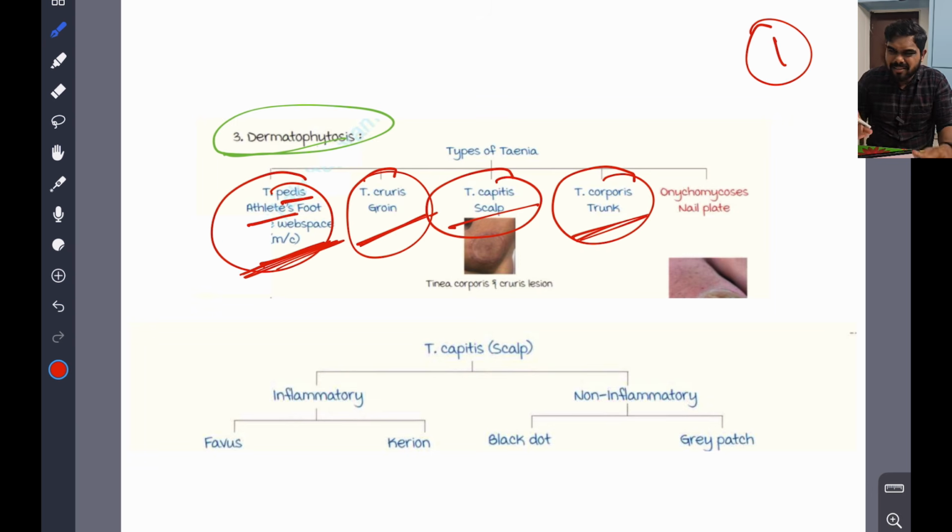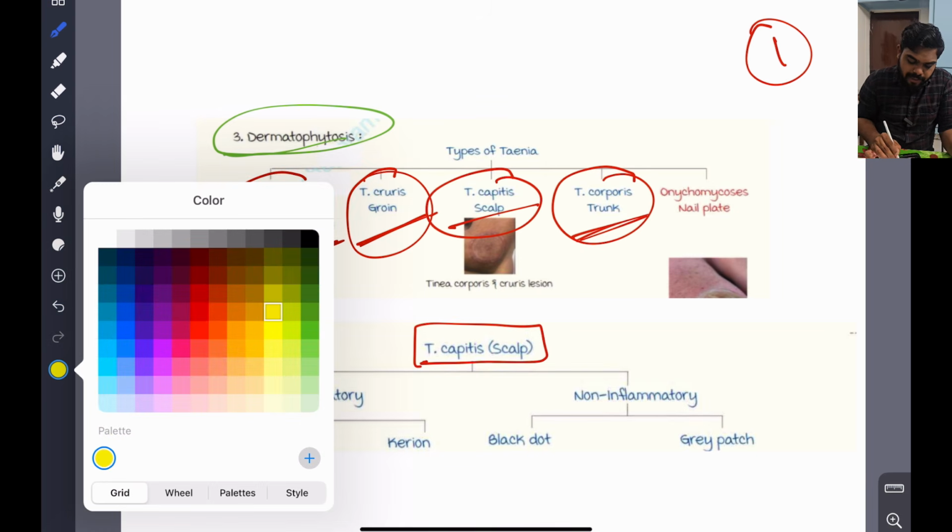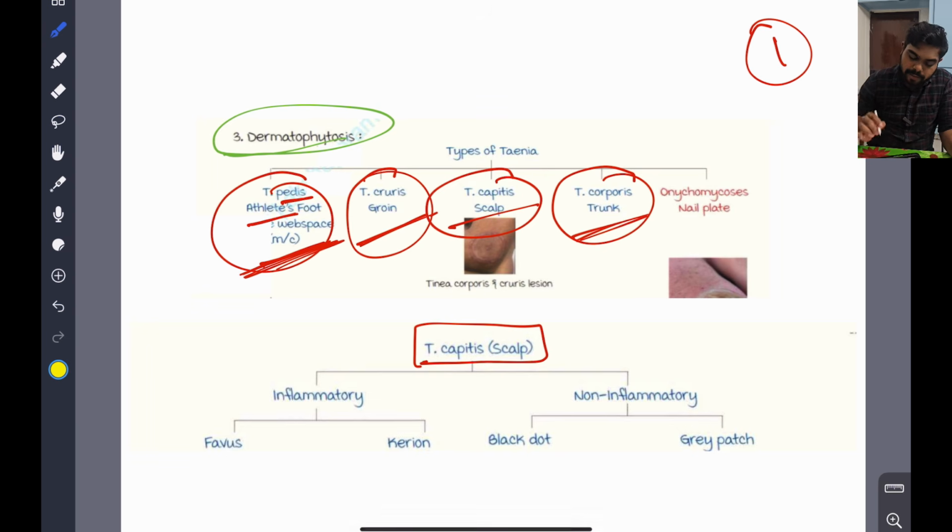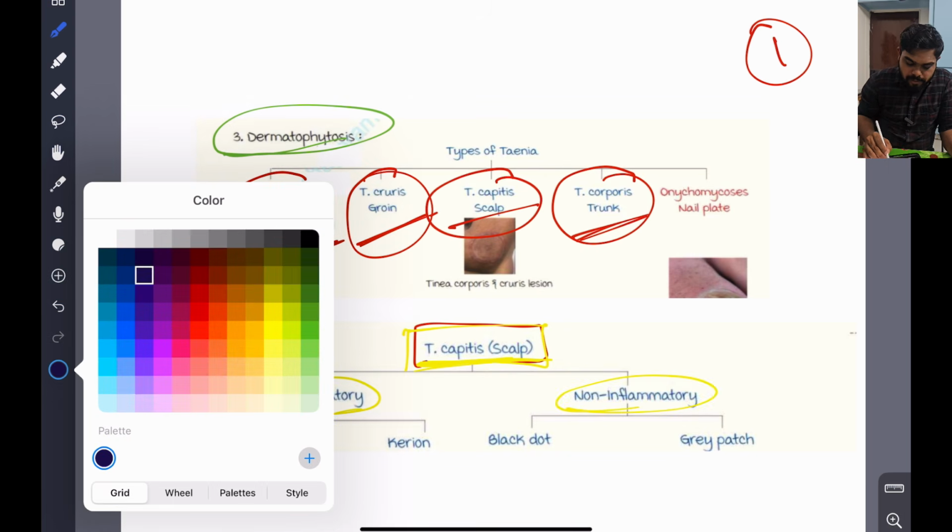Okay, clear. So this is just a classification, not that much. This cannot come in the exam, maybe it comes, but not sure. So Tinea capitis in the scalp, this is very important. Every alternate year, a single question from this area is coming, and I am expecting one question from this area this year also. Tinea capitis, which is the tinea infection of the scalp, is divided into inflammatory and non-inflammatory. So this classification is also important.